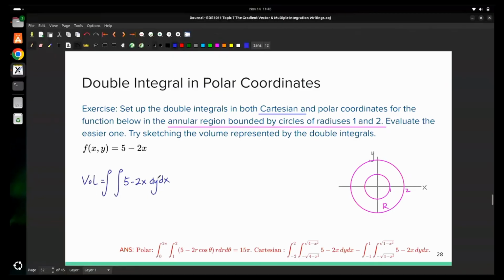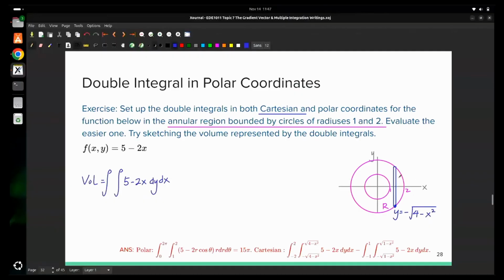What will be the limit for y? The limit for y must be from this point. What is this point? It must be y equal to the lower limit, because this is a circle of radius 2, correct or not? So it must be minus root, because y is a negative value here. Minus root of r squared, which is 2 squared, which is 4, minus x squared. That's the lower limit.